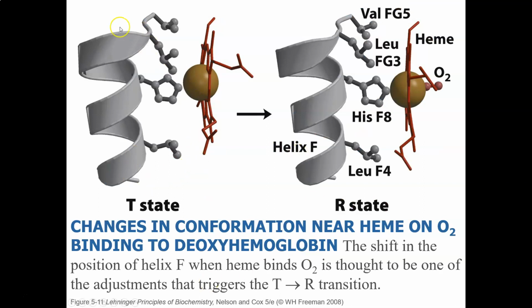Here's another picture. So again, this shows the F helix. Here's the histidine, and it's a little bit further away. The iron is shown. You can see it's not completely centered, and you can see that this porphyrin ring is not completely planar. But when the 15-degree rotation occurs, the histidine is closer to the iron. Now we're nice and centered, and nice and planar, and the oxygen can bind. So the shift in the position of the F helix when the heme binds to oxygen, that's the adjustment that triggers the T to R transition.